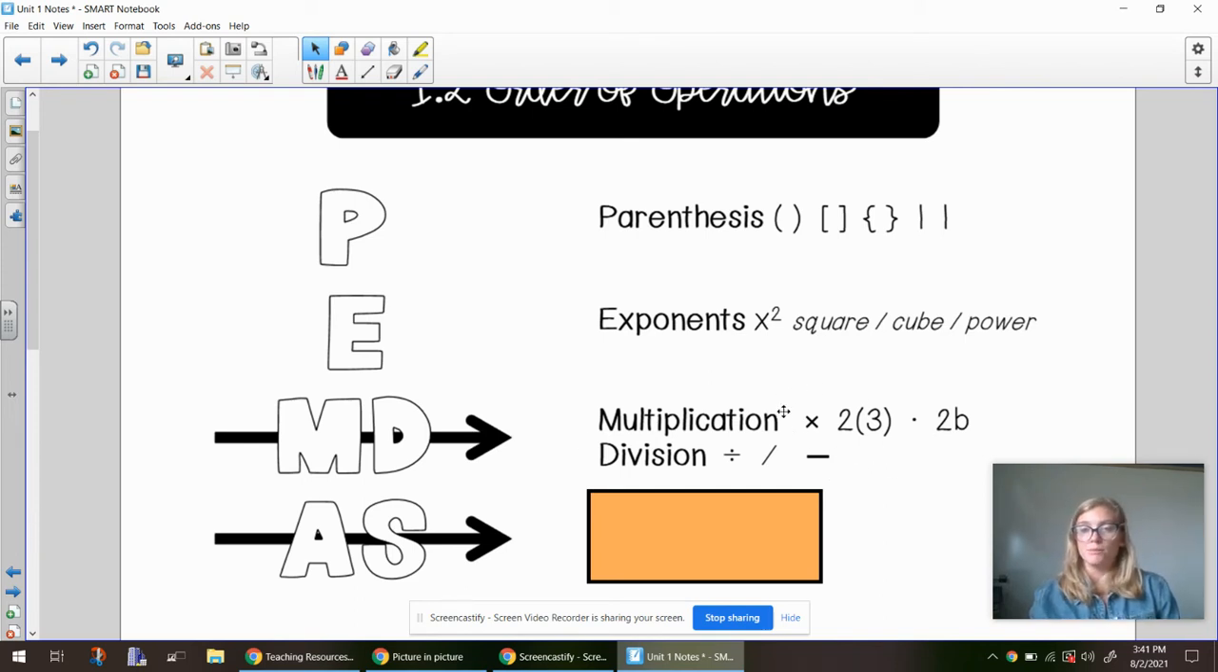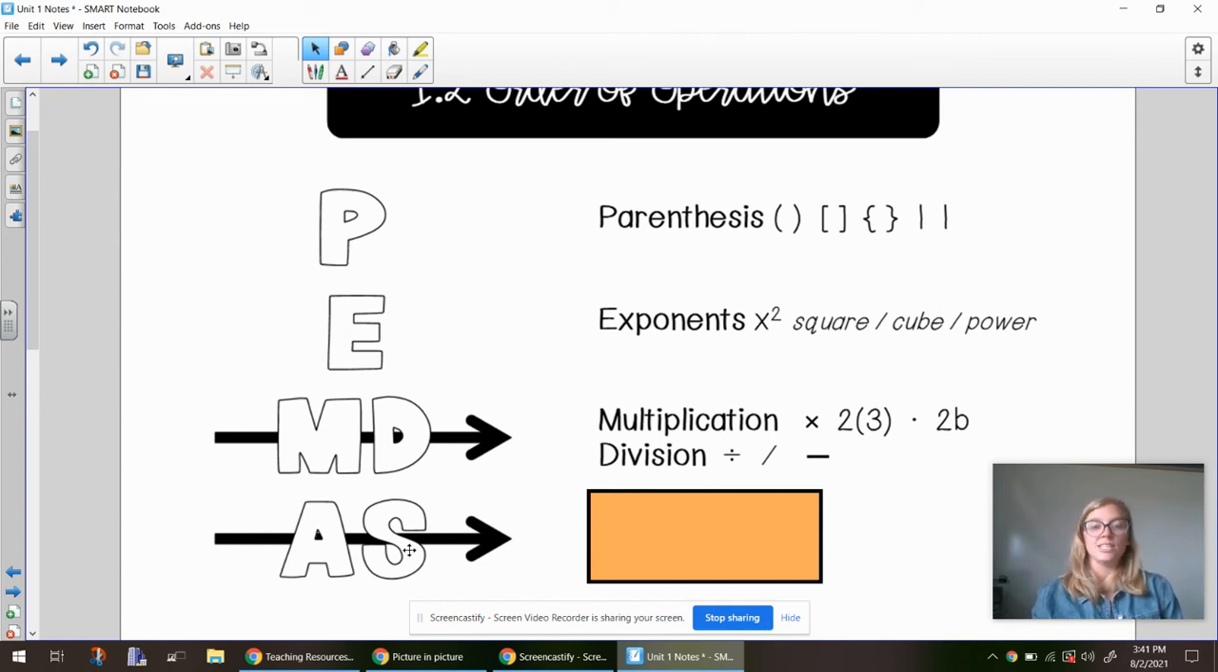Here are some ways that we might see multiplication. We might see a little x for multiplication. We might see parentheses, 2 times 3. We might see a dot, or we might see a number smushed next to a variable. This also means that they are being multiplied. For division, we might see a division sign. We might see a dash like this, which is what sometimes happens on your homework when it's really difficult to draw out whatever the math problem is. Sometimes you'll just see a dash, or you'll see a fraction line. These are all ways to represent division.